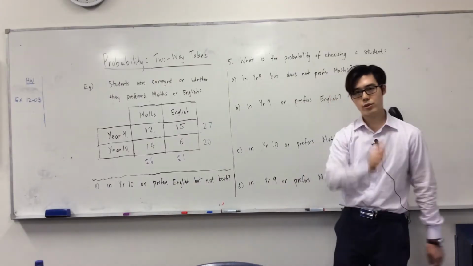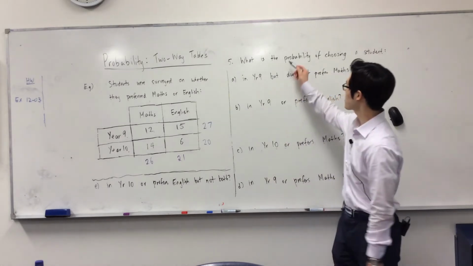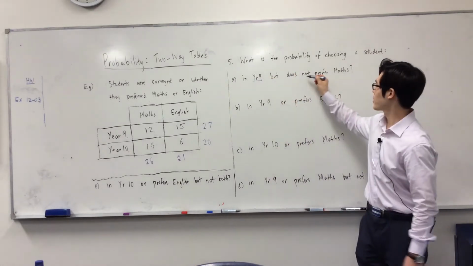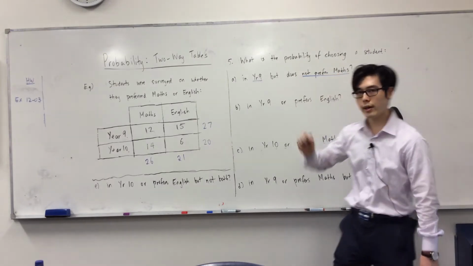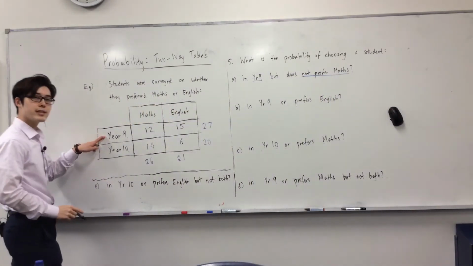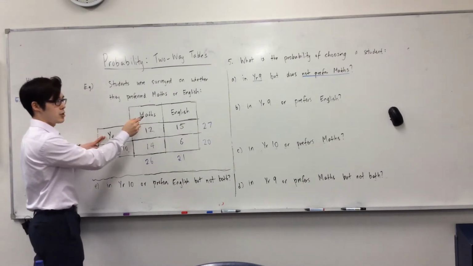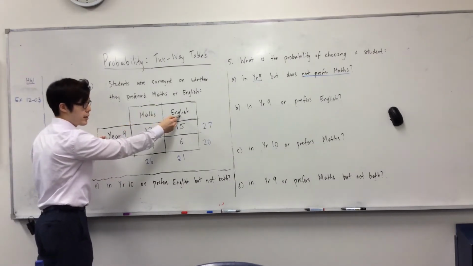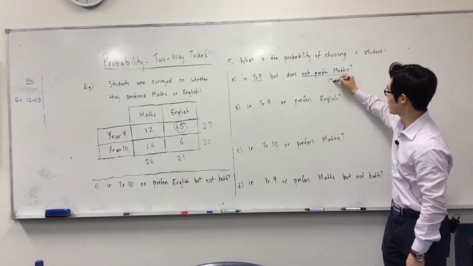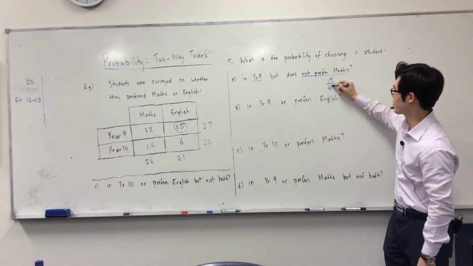Okay, let's have a look at some trickier questions now. So what is the probability of choosing a student that's in Year 9 but does not prefer maths? Alright, let's look for that number. So Year 9 students here, and if the student doesn't prefer maths, that means the student prefers English. So their number is 15. So as a probability, that's 15 over 47.